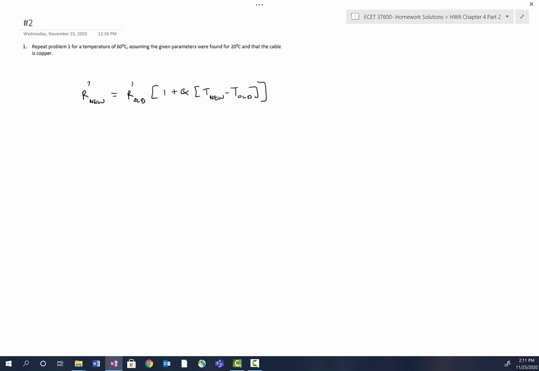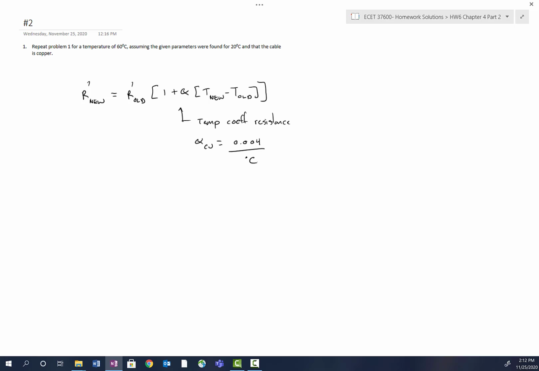So the only things we need to know are what the old resistance was, and then we need to know alpha here, which is the temperature coefficient of resistance. Now this is material dependent, so we have to look that up specifically for copper in a table. You look that up, we found in the textbook it's 0.004 per degree Celsius. And so that's the temperature coefficient of resistance alpha right there. So we can recalculate our distributed resistance parameter here.